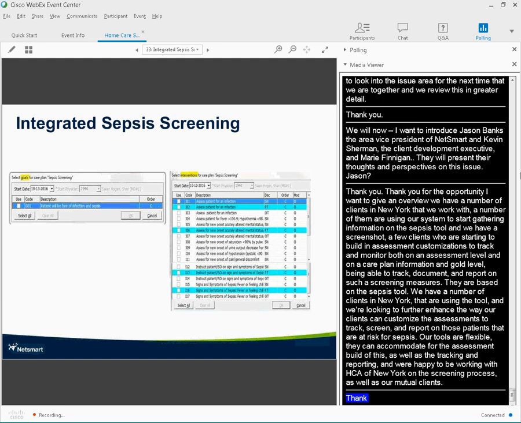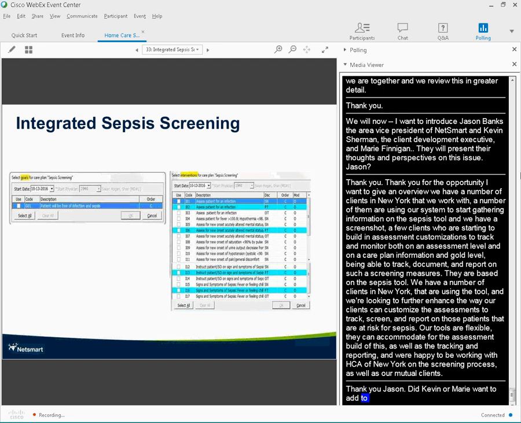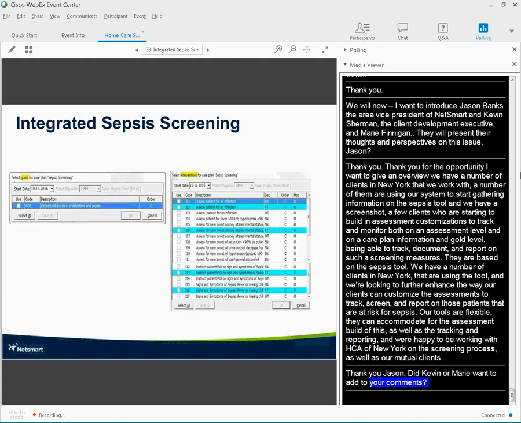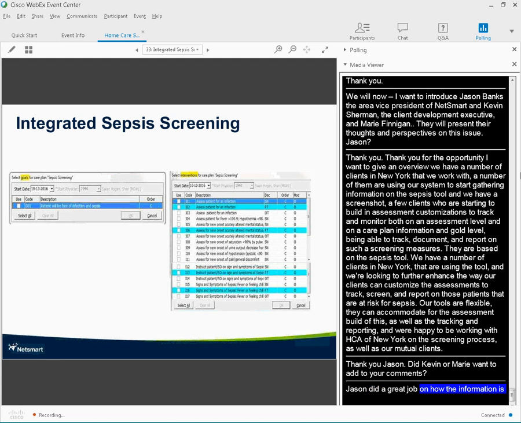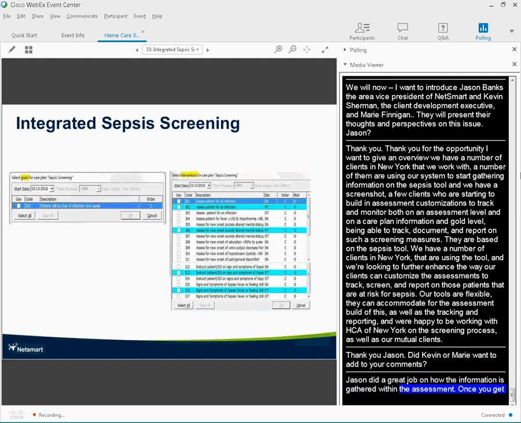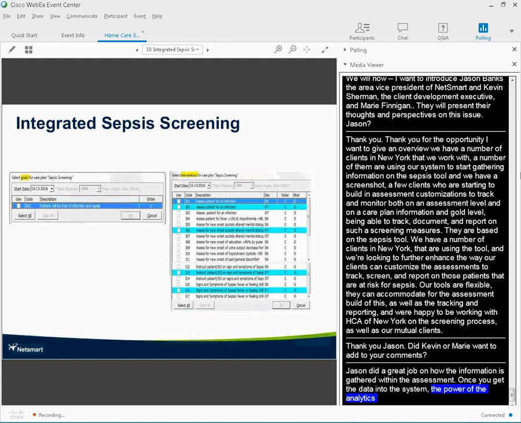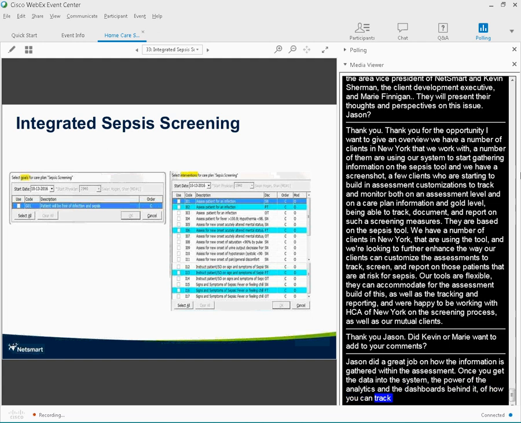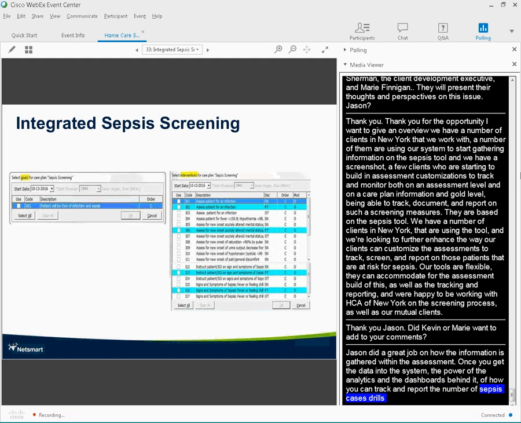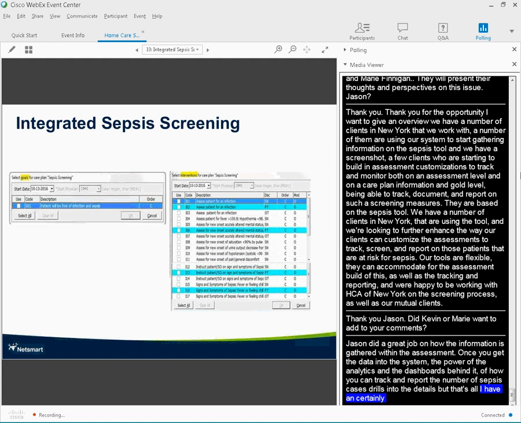I was just going to add a little bit to what Jason says, and he did a great job sharing how the information is gathered within the assessment and the care plan file. But I think it's really that once you get that data into the system, the power of the analytics and the dashboards behind it, how you can track and report the number of sepsis cases and drill into the details. But Al, that's all I had, and certainly appreciate everybody from the HCA and IPO for allowing us to present on here.